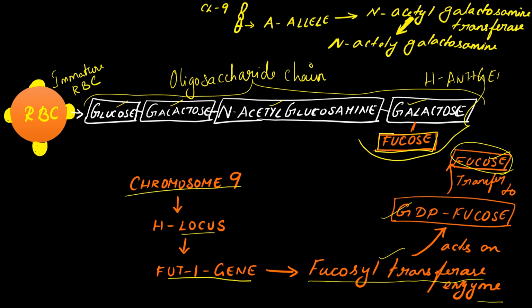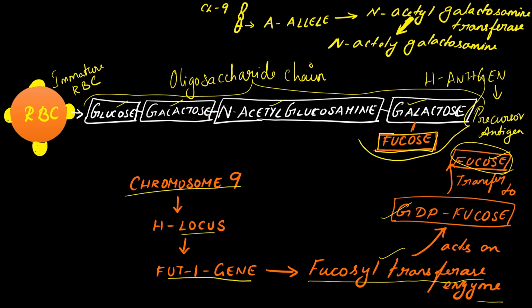When fucose attaches to this oligosaccharide chain, it becomes an antigen called the H antigen. The H antigen is the precursor antigen. What is a precursor? It is common for all the blood groups. This H antigen will be common for A blood group, B blood group, AB blood group, and also O blood group, so it is called the precursor antigen. Still, this H antigen is not differentiated into the A antigen.